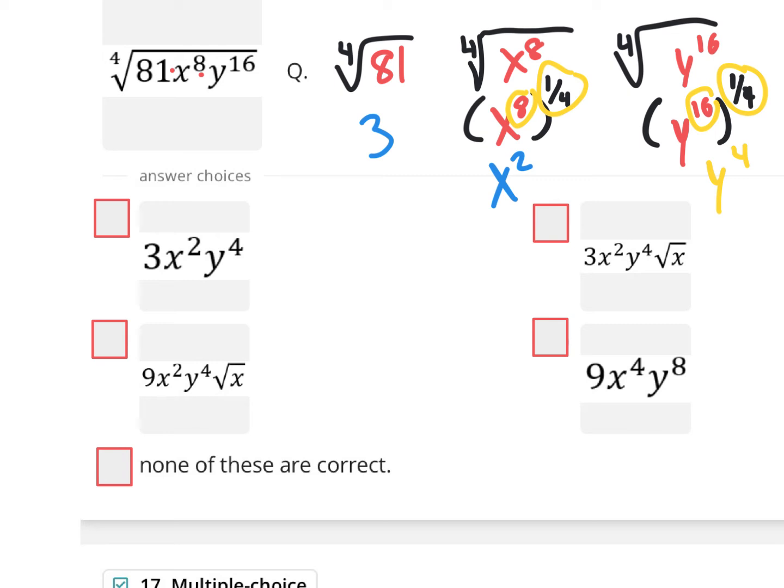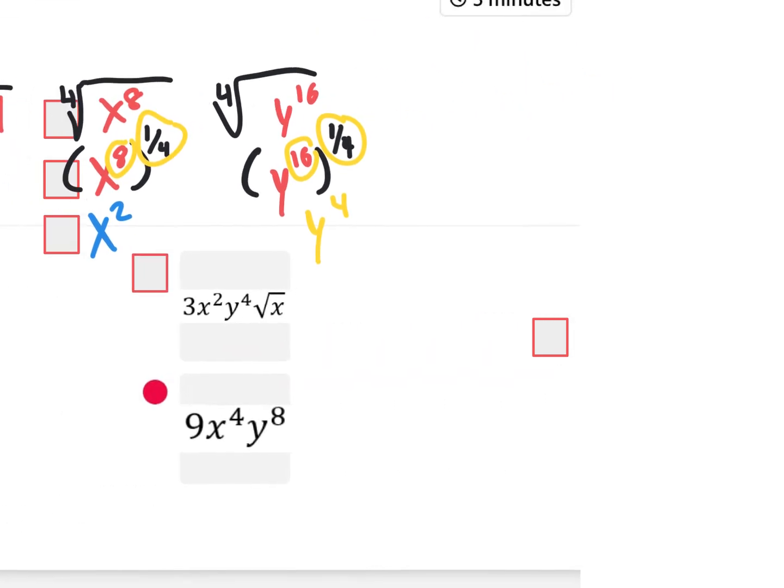There's no more radicals. Everything worked out beautifully. 3x squared y to the 4th, which is right here. That's why that one's correct. The other ones are not. Moving on.